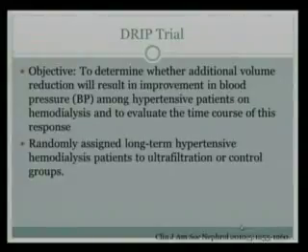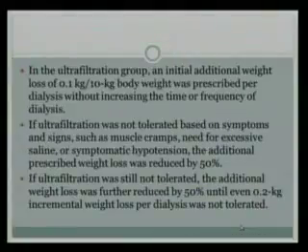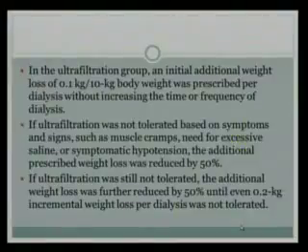And the other group had a very strict regimen for how fluid would be removed in these patients. So in the intervention group, the ultrafiltration group, they were initially prescribed an additional fluid removal of 0.1 kilograms per 10 kilograms of body weight. And that was carried out unless they couldn't tolerate it.